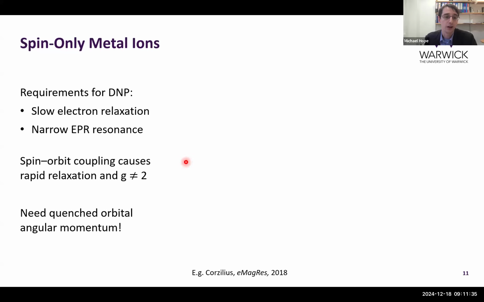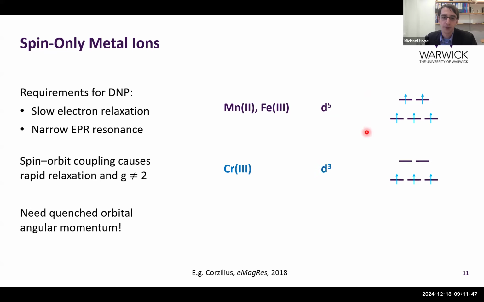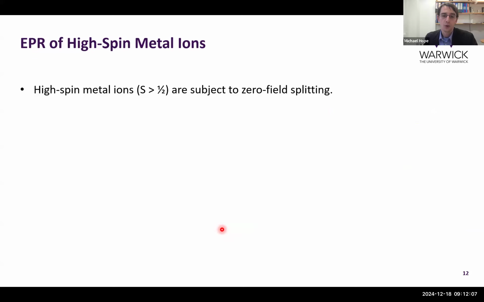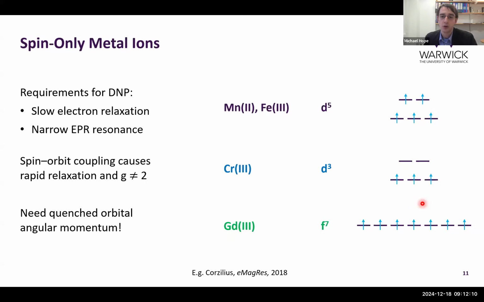So what this means is we need metal ions which have quenched orbital angular momentum. And there are some classic examples of this. You can have a d5 system, such as manganese 2+ or iron 3+, where you have a half-filled set of d orbitals. You can also have a d3 system, such as chromium 3+, where you have a half-filled t2g set if you have octahedral symmetry. Or you can have a half-filled set of f orbitals, so f7, which is gadolinium 3+. What all of these have in common is that they have no orbital angular momentum because they're half-filled, but they have high spin, so they have a spin of greater than a half.